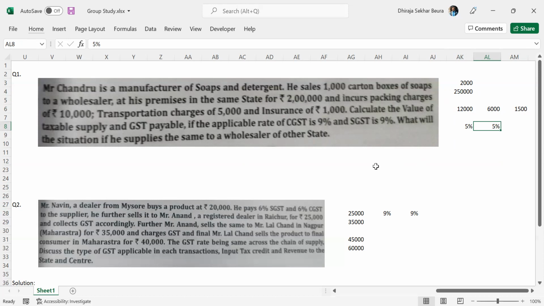Okay, tell me one thing. This 2,000 cartons does not matter, because he has already given the total value of soaps and detergent, right? Correct. It is not relevant, right? That's what you're saying. Yes, it's not relevant. If he is giving the value per carton box, then it matters. We have to calculate the total value. Yes, absolutely. That is not relevant.